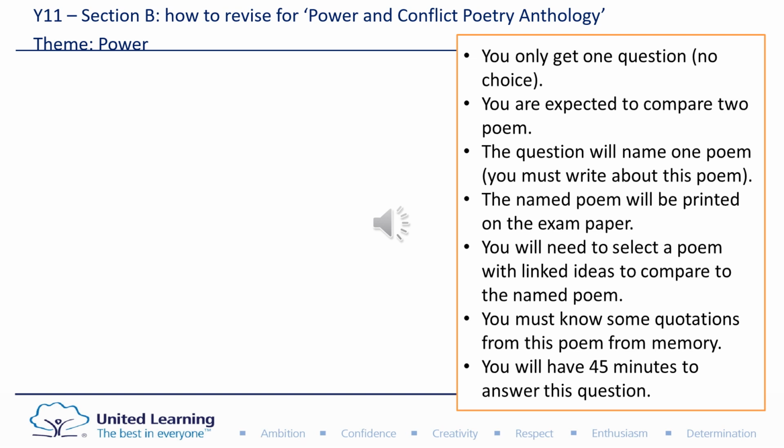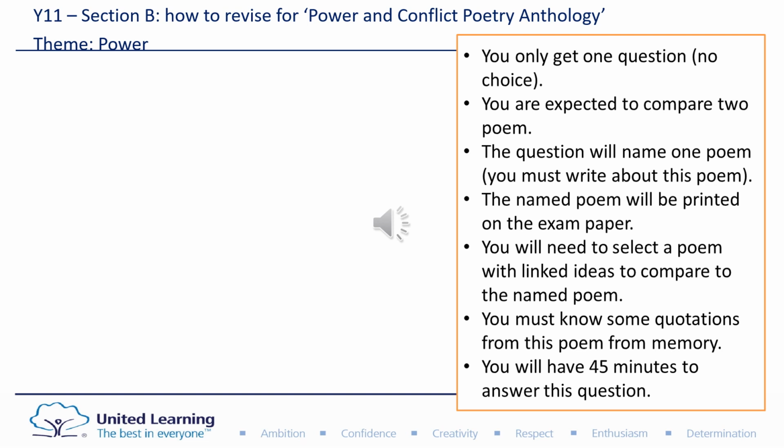On to section B, which is power and conflict poetry. You will get one question. So unlike in An Inspector Calls where you get a choice of two, you just get one question here. There is no choice. You're expected to compare two poems. The question will name one poem and you must write about this poem. The named poem will be printed on the exam paper, but you will need to select a poem with linked ideas to compare to the named poem.